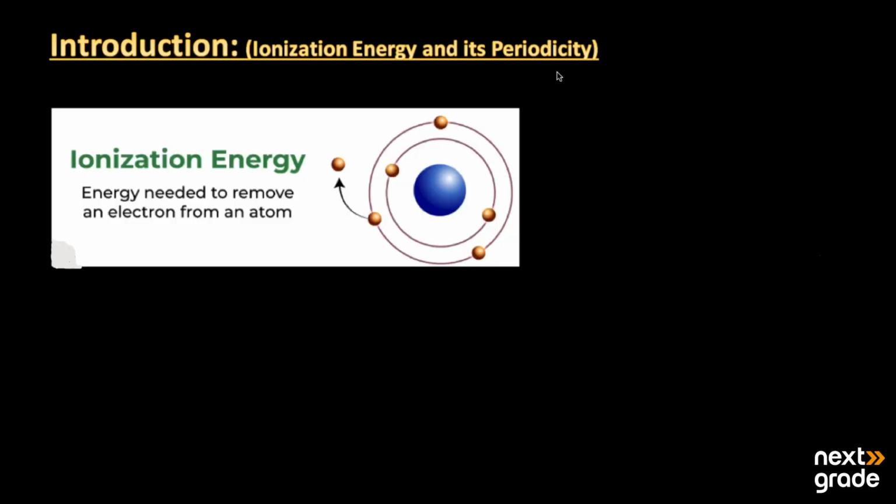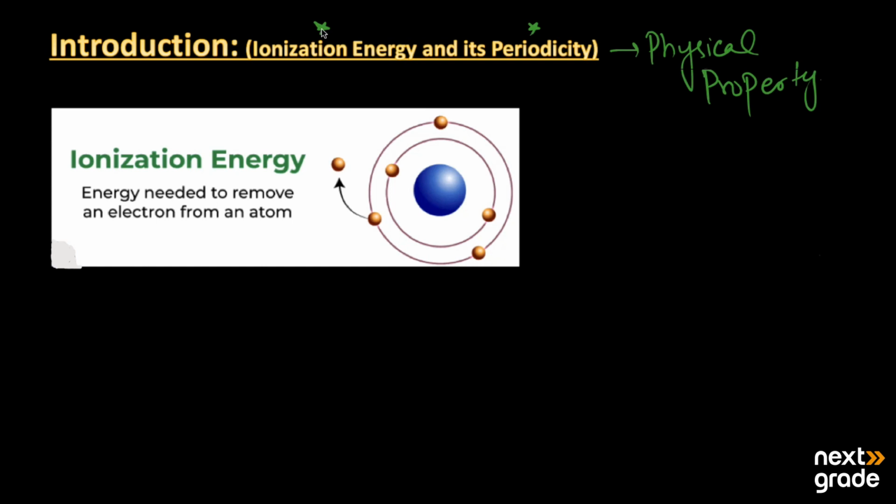So, in today's lesson, we will discuss ionization energy and its periodicity. Basically, ionization energy is a physical property of an element. When we look at the physical properties of an element, they may change along a group and a period in the periodic table.